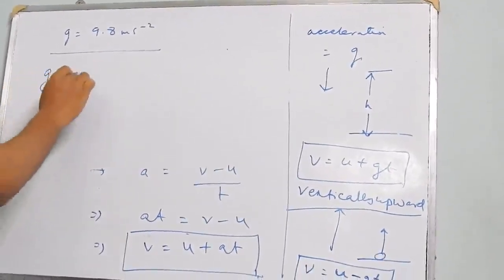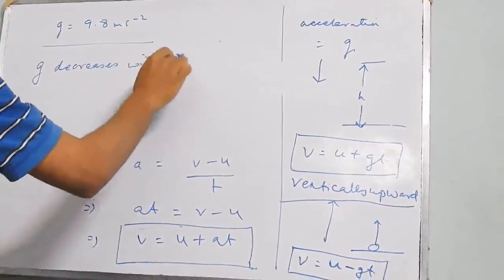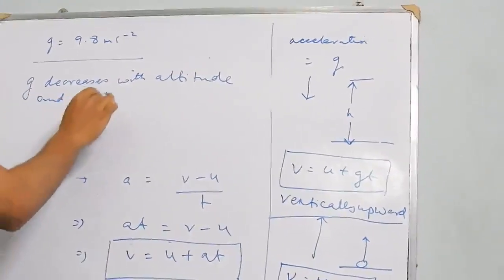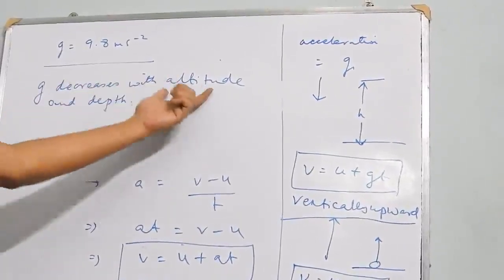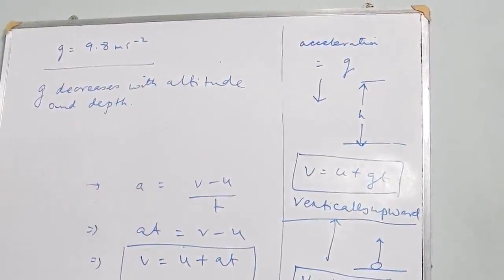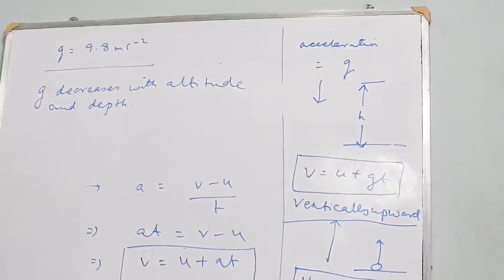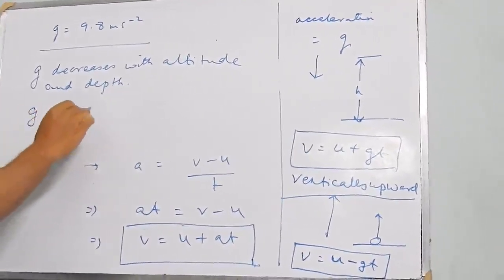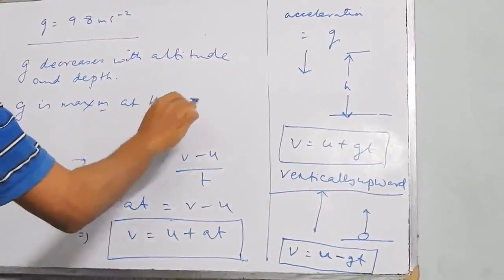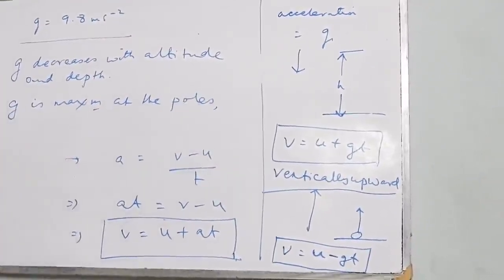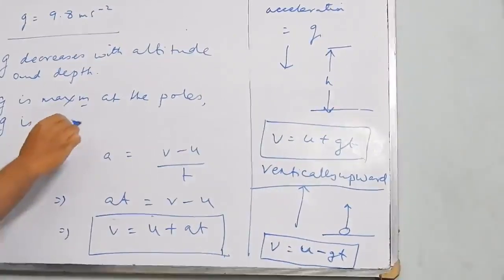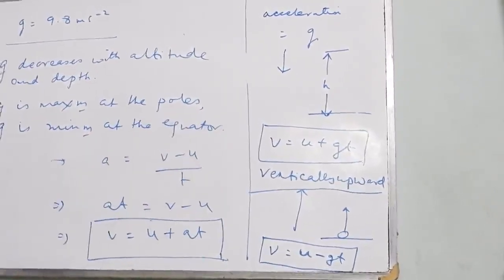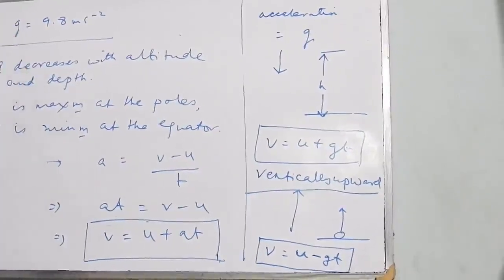So g decreases with altitude or height above the Earth's surface and depth below the Earth's surface. It decreases with height above the earth's surface and it also decreases with depth below the earth's surface. The value of g on the earth's surface is also not uniform throughout. It is maximum at the poles, and it is minimum at the equator. But for numericals or mathematical calculations, we take the average value of g as 9.8 meter per second square.